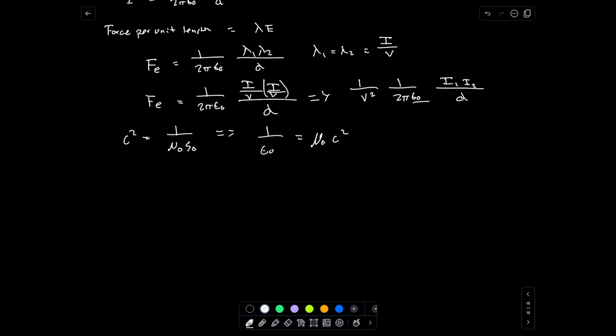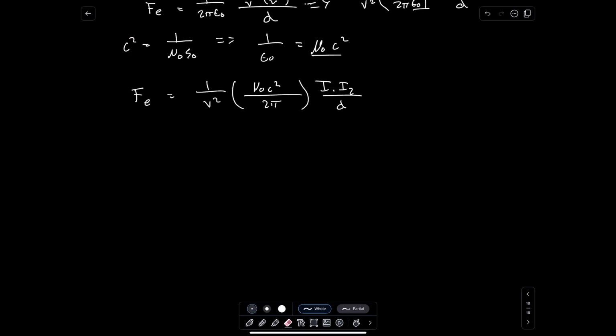Since we have a mu naught here, we can replace this part of the equation, and we will have Fe equals 1 over V squared, using this as mu naught c squared over 2 pi I1 I2 over D. So we know the magnetic force equation. That is simply F mag equals mu naught over 2 pi times I1 I2 over D.